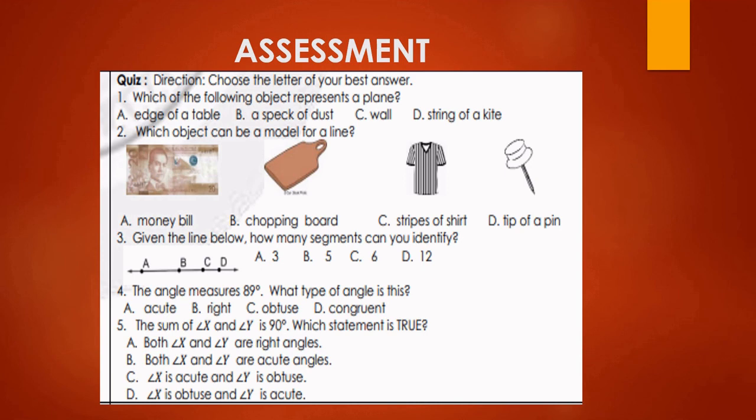And number 5. The sum of angle X and angle Y is 90 degrees. Which statement is true? A, both angle X and angle Y are right angles. B, both angle X and angle Y are acute angles. C, angle X is acute and angle Y is obtuse. And letter D, angle X is obtuse and angle Y is acute. Again, choose the correct answer.